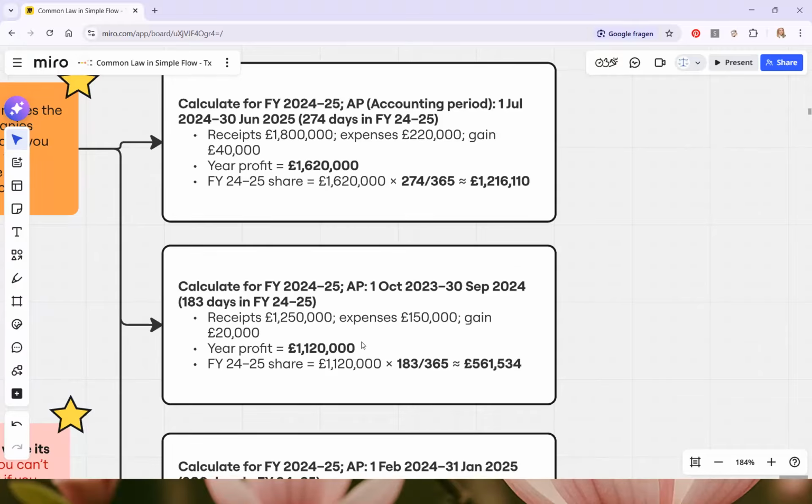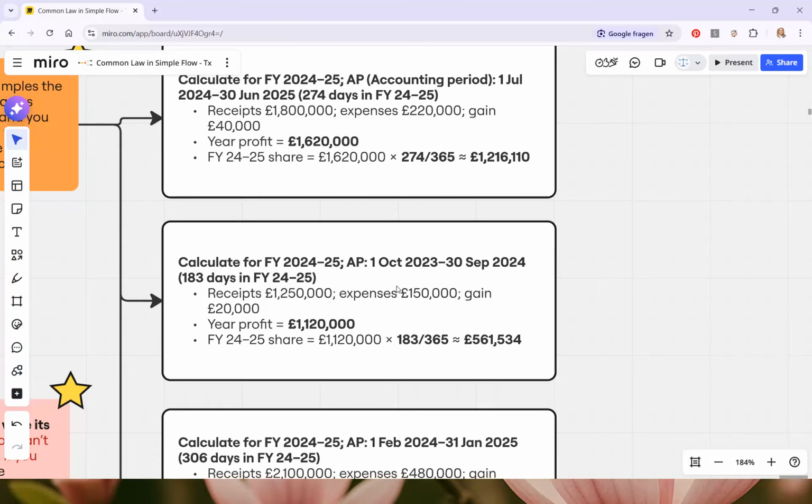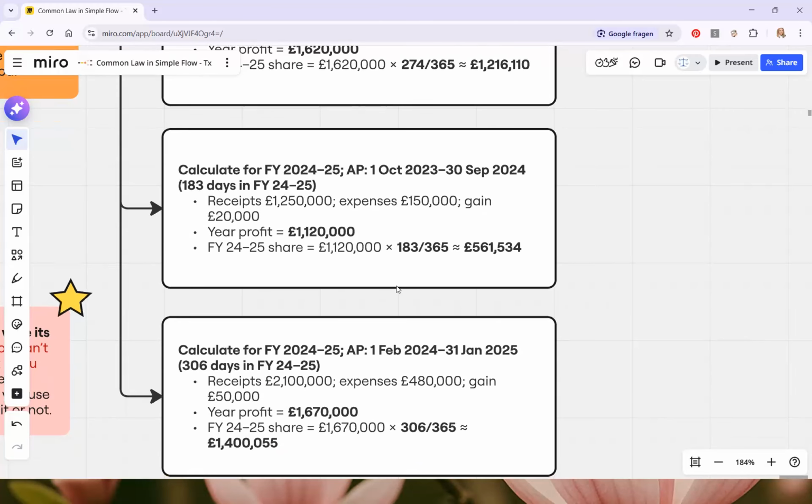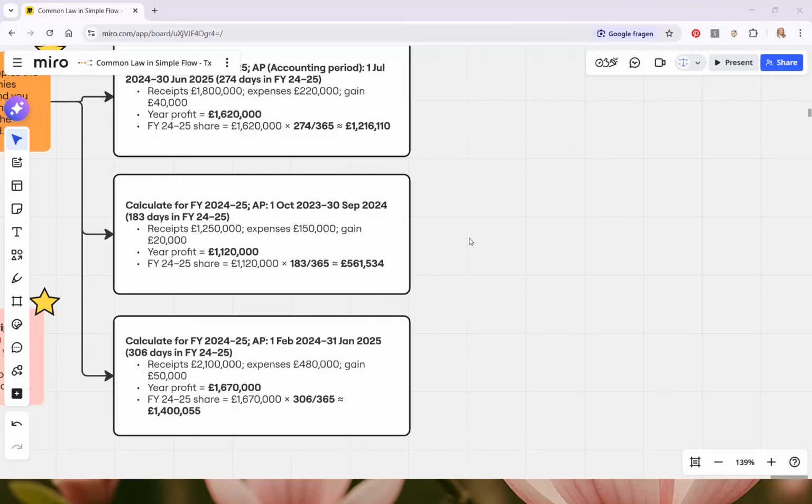So as you can see, it was not the whole year, it was a shorter year, and we were multiplying it with the days of your accounting period, and dividing it with the 365 days in a year. So with this way, we're calculating the trading loss relief.